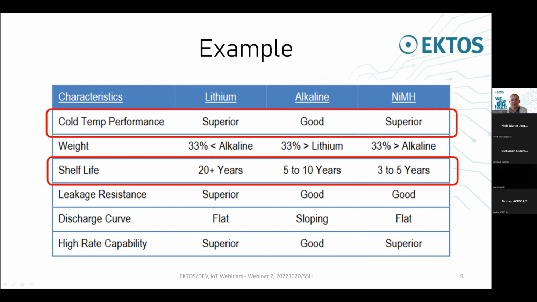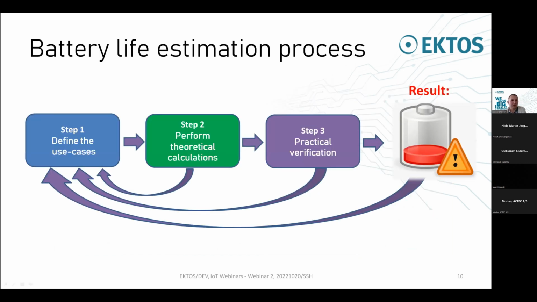Let's now discuss the process of estimating the battery life, taking into account the factors we have just discussed. Basically the process is simple. It contains several steps. Step one is define the use case. Step two is perform theoretical calculations. Step three is practical verification, and then we get the result. And we can repeat the process. We can return from every step to step one if we are not satisfied with the expectations.